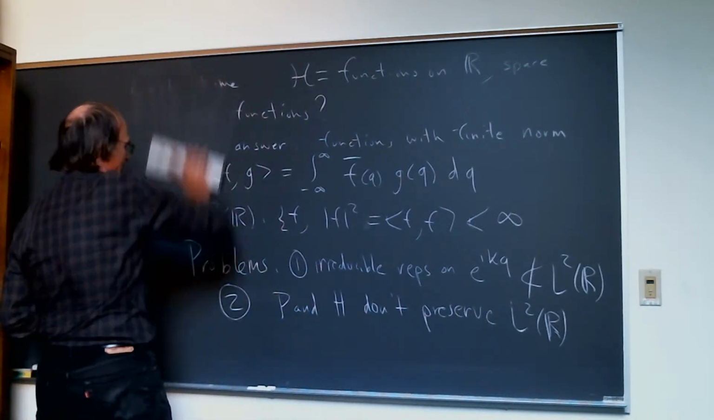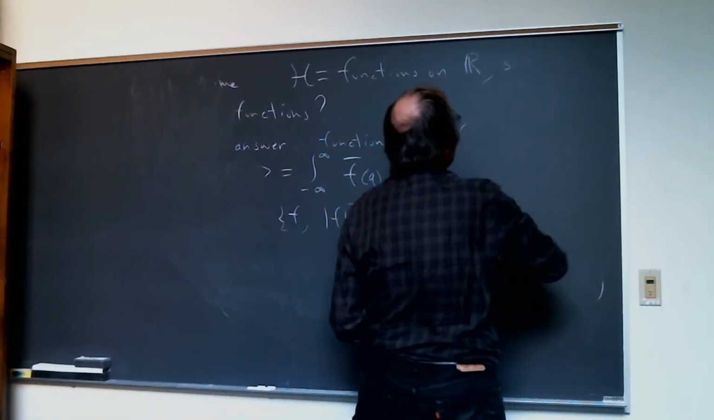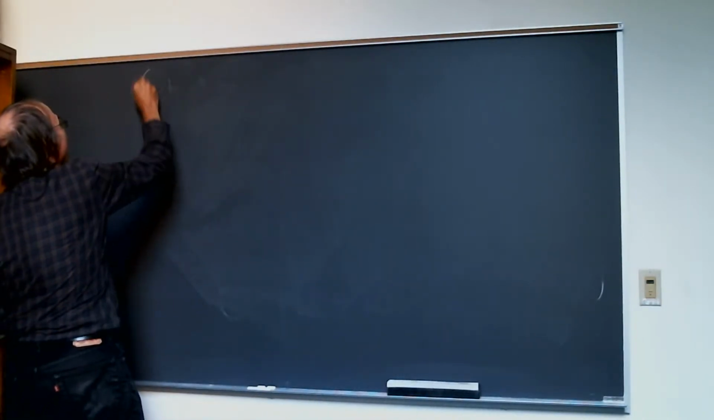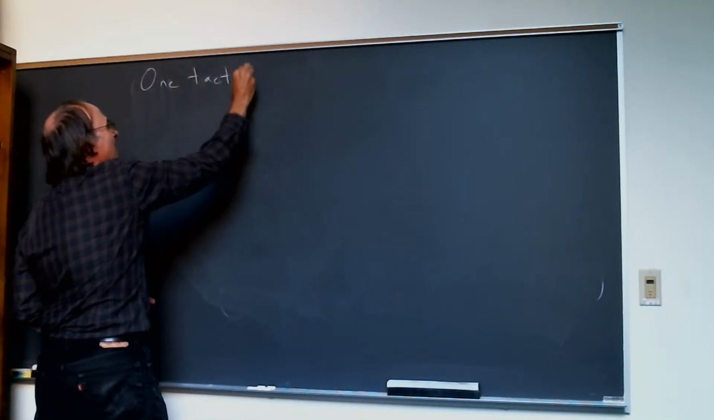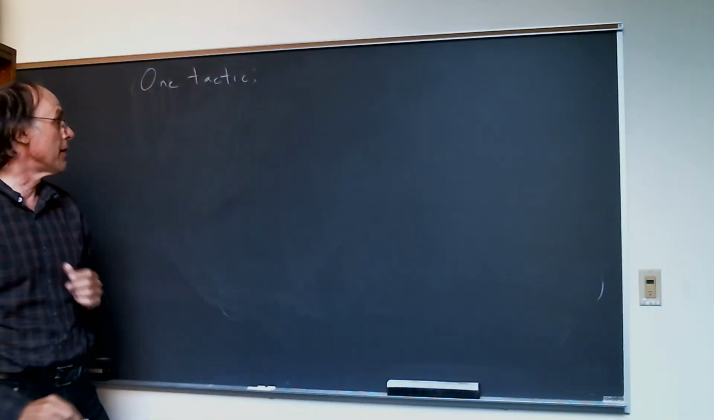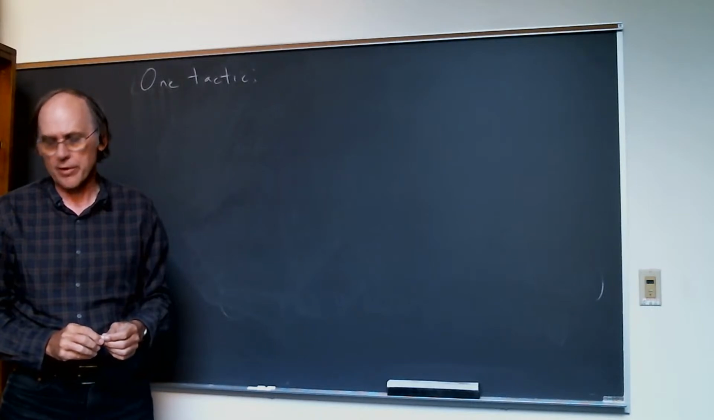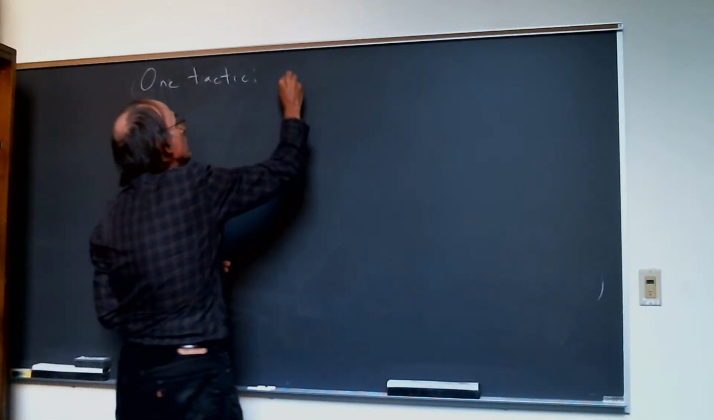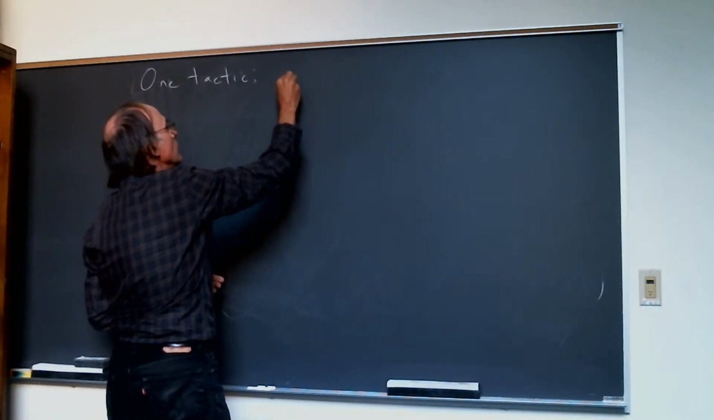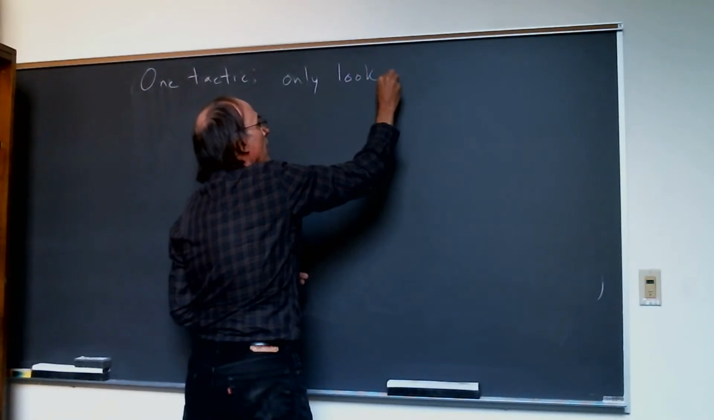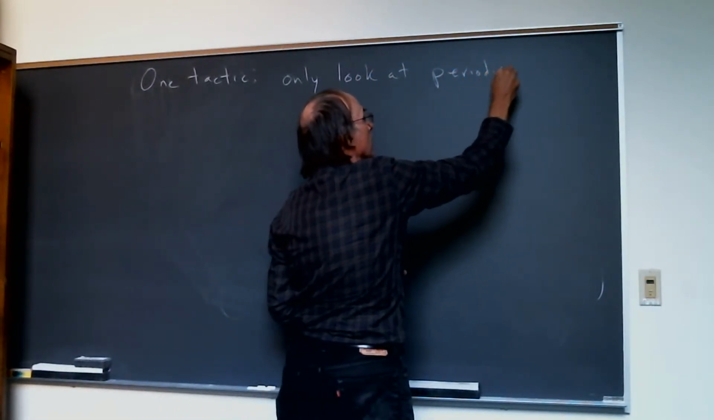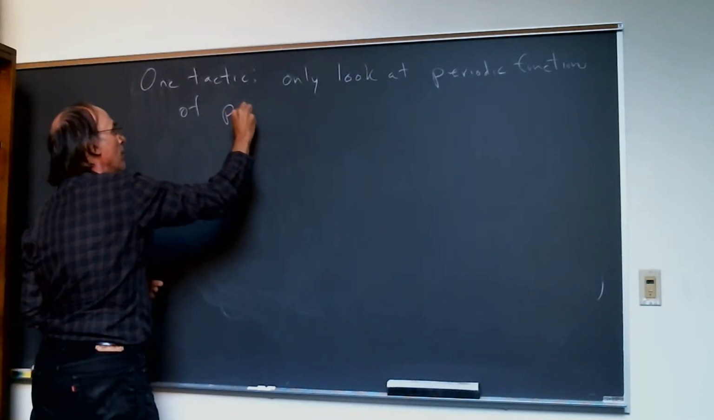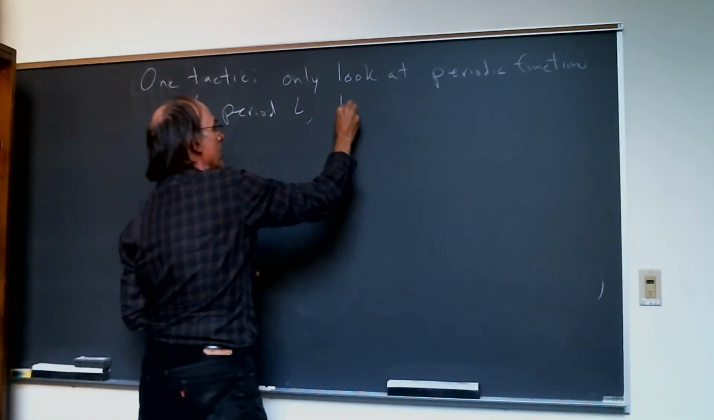Okay, so what to do? Here's one tactic, one idea, and this is something you'll often see physicists do. Sometimes you compactify, and replace the real line by looking at periodic functions of period L, and then later take L to infinity.